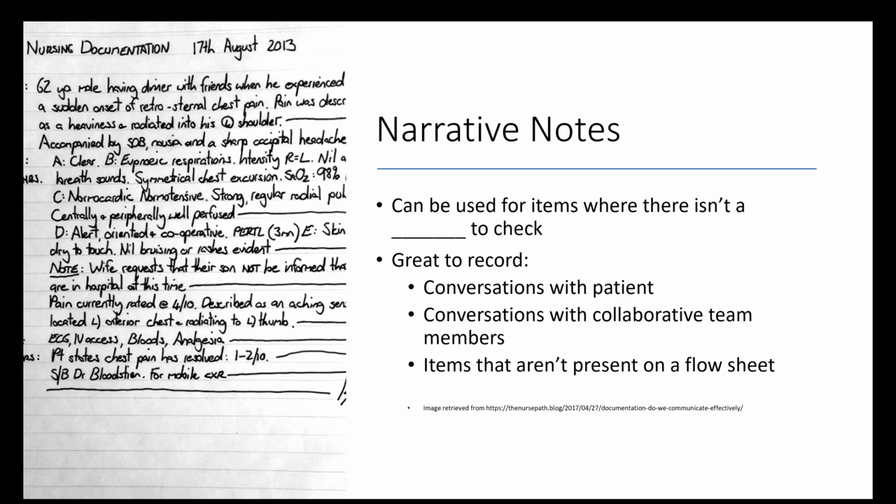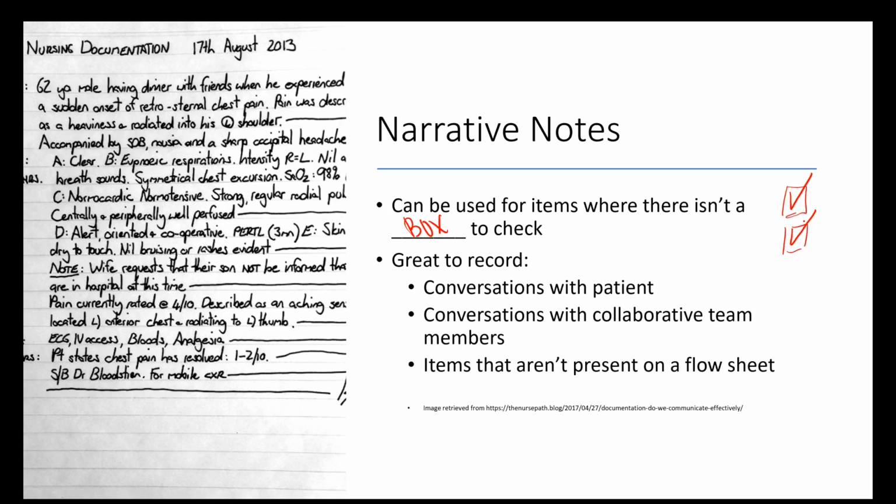Okay, so narrative notes are great. They're really good for items when there really isn't just a box to check. Some of our flow sheets, literally, you will check a box. Yep, done. Yep, done. But the narrative notes are for when we just need to put a little bit more information into it. So things that we record in narrative notes, conversations with the patient. So patient states that they're dizzy and lightheaded and they feel like they're going to pass out. That might not necessarily be captured in a little box that we check.